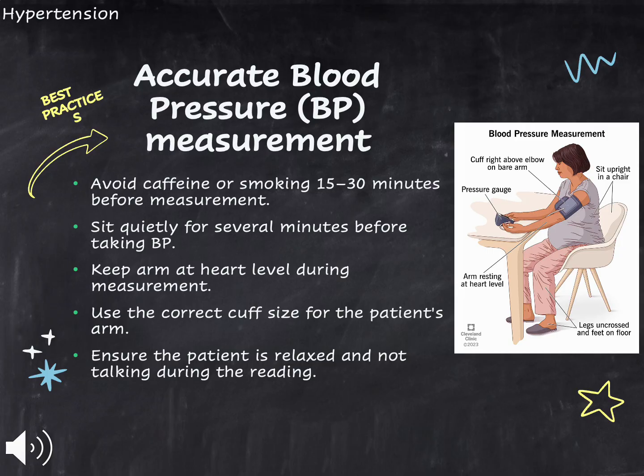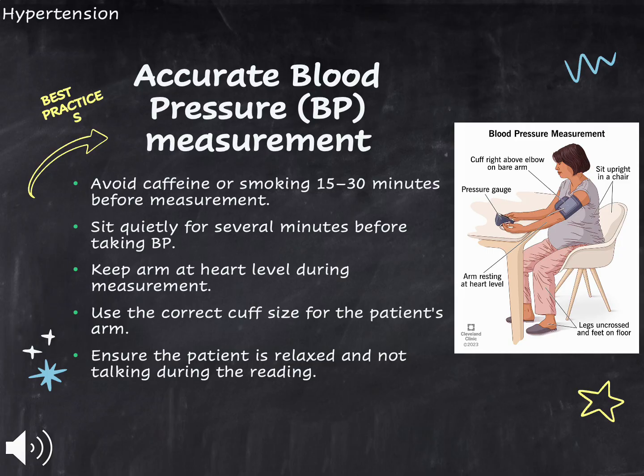Nicotine, on the other hand, triggers vasoconstriction and an increased heart rate, both of which elevate blood pressure. That's why guidelines recommend waiting at least 15 minutes, and ideally up to 30 minutes, after a patient has had caffeine or smoked before measuring their BP. This allows those temporary effects to wear off, giving you a true baseline reading.